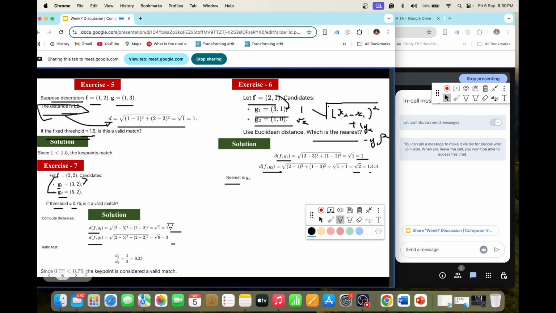And d1 by d2, 1 by 3, that is 0.33. As 0.33 is less than 0.75, so it is a valid match. Okay, so that is how you solve the nearest neighbor distance formula.